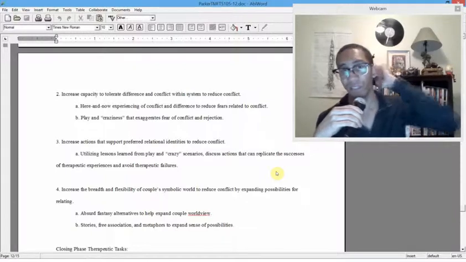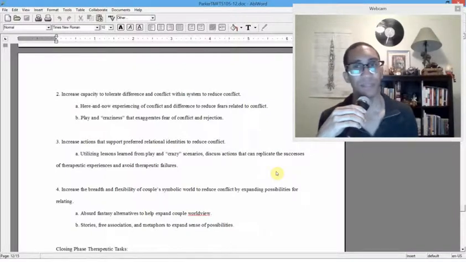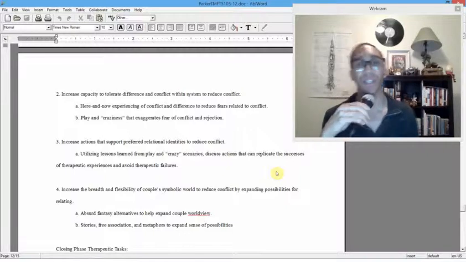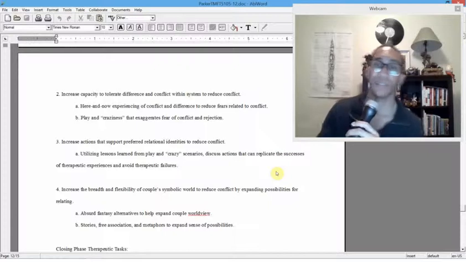There was an interesting quote at the end of the movie. It said something like, friendship can change the neurochemistry of a man, or something like that. It's just that openness and that vulnerability and that closeness, and it's okay to say that. It's okay to be mad sometimes, that people need to be accepted. Increase actions that support preferred relational identities to reduce conflicts. So, like I said before, do more of what works. Do more of what is good for the two in this situation.